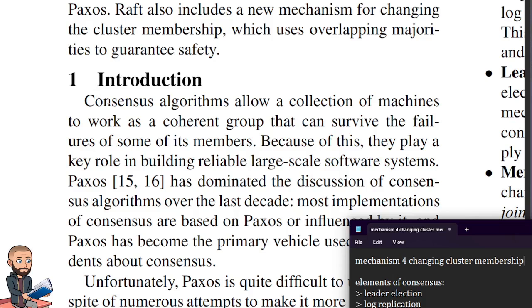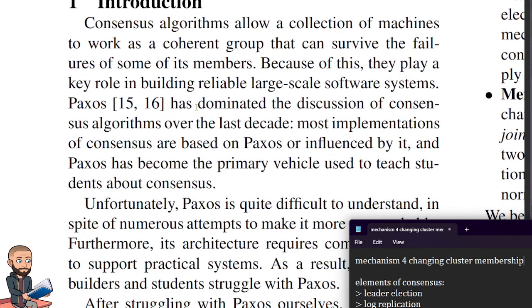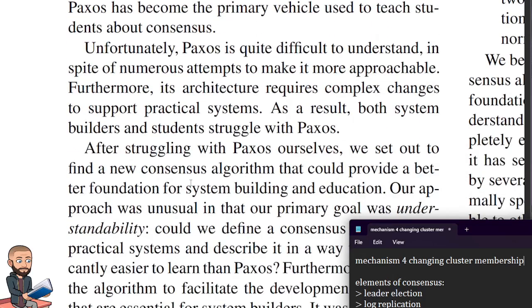Alright, introduction. Consensus algorithms allow a collection of machines to work as a coherent group that can survive the failures of some of its members. Because of this, they play a key role in building reliable, large-scale software systems. Paxos has dominated the discussion of consensus algorithms over the last decade. Most implementations of consensus are based on Paxos or influenced by it, and Paxos has become the primary vehicle used to teach students about consensus.